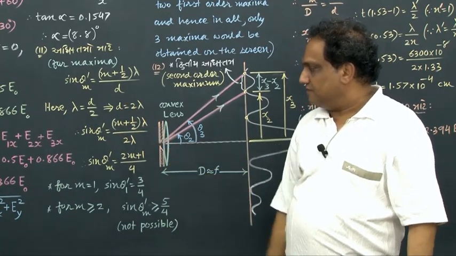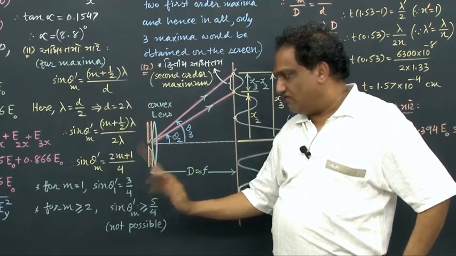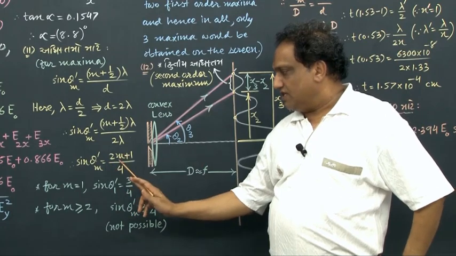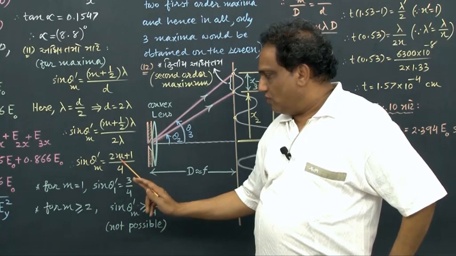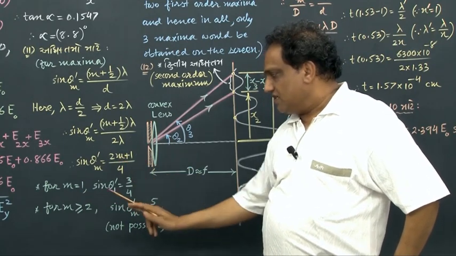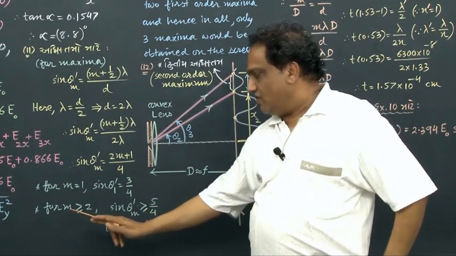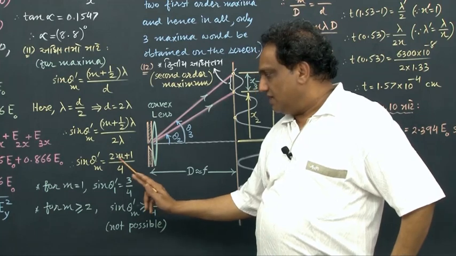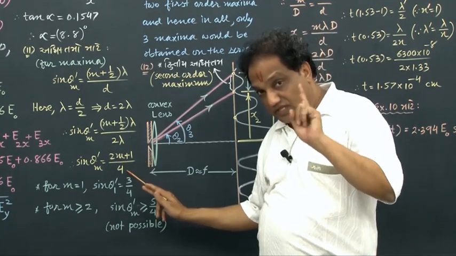Lambda will cancel. Now this is (2m plus 1) by 2, this 2 will come down, 2 2s are 4. Now here what is m? Order of maximum. Take m equal to 1. Put m equal to 1 here. 2 into 1 that is 2 plus 1 that is 3. 3 upon 4. Sin theta 1 dash is 3 by 4 which is very much possible. But if you take m equal to 2 here, then 2 into 2 that is 4 plus 1 that is 5. 5 by 4 is greater than 1.